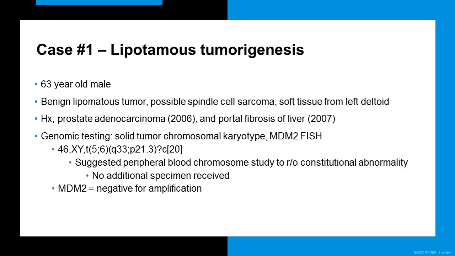For this reason, we're wondering if this could potentially be from the germline, so we suggested a peripheral blood chromosome study to rule out a constitutional abnormality. However, no additional specimen was received. MDM2 FISH for amplification was also performed and was negative.